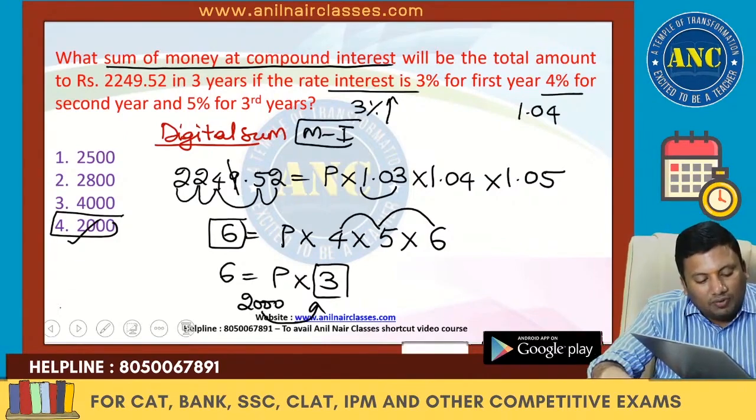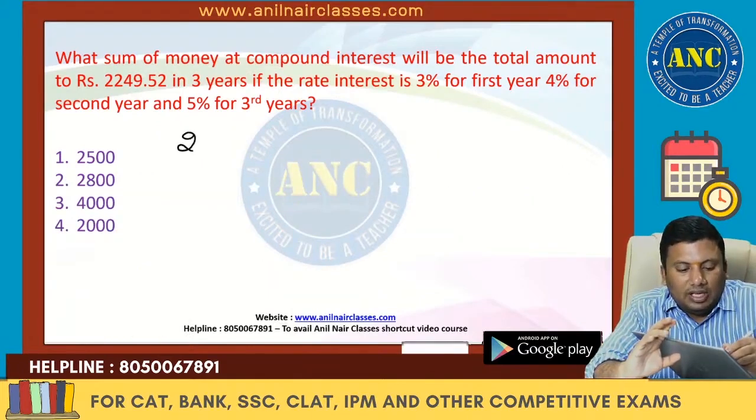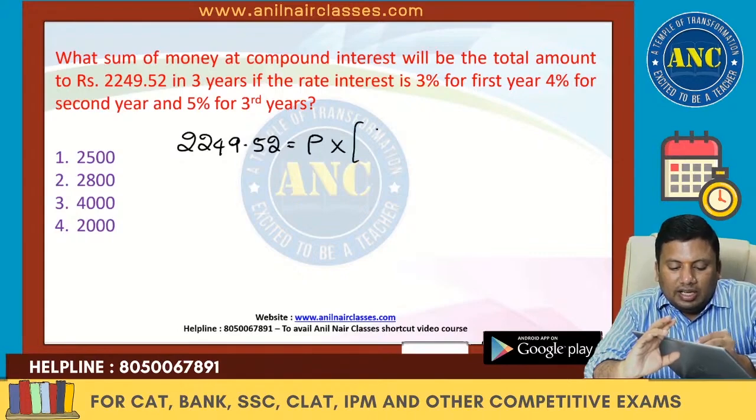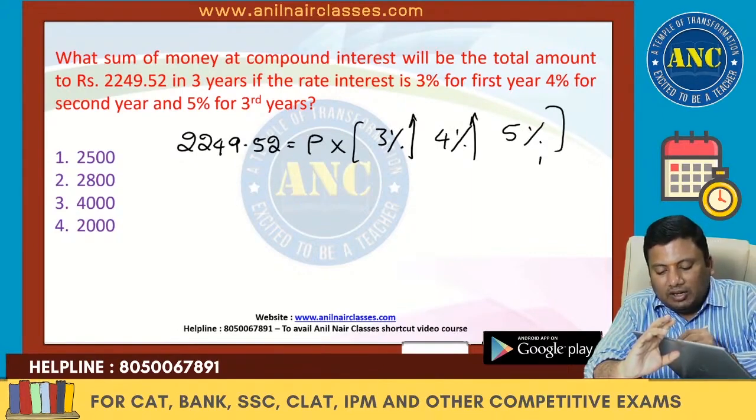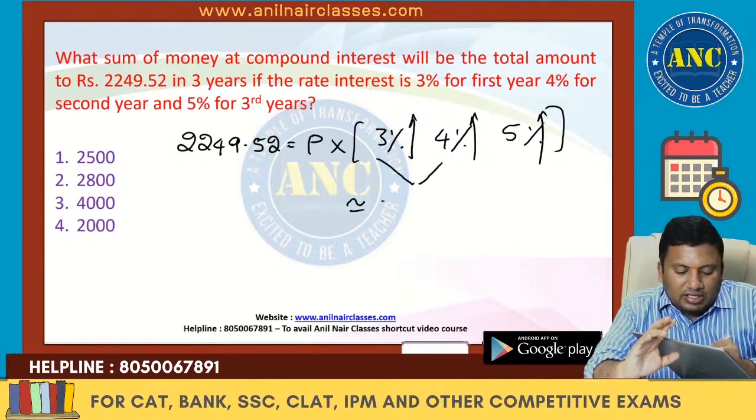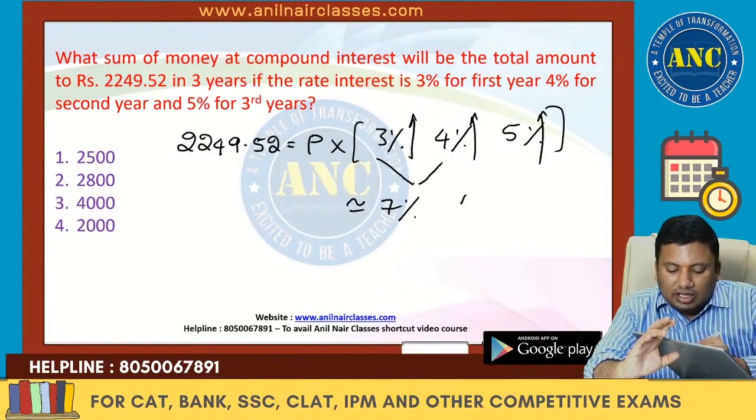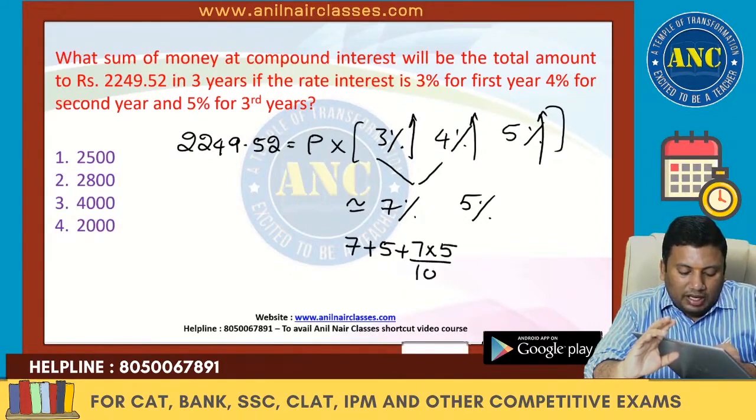What if more than one answer option has the same digital sum? Now see here, amount is nothing but 2249.52. Principal into, there is an increase of 3%, 4% and 5%. These are the rates of interest given. So these are nothing but approximately 7%, and 5%. Approximately 7 plus 5 plus 7 into 5 by 100.